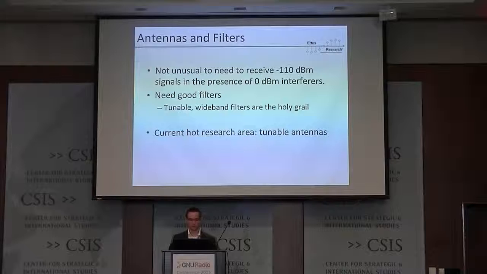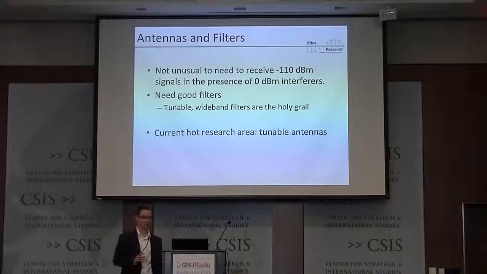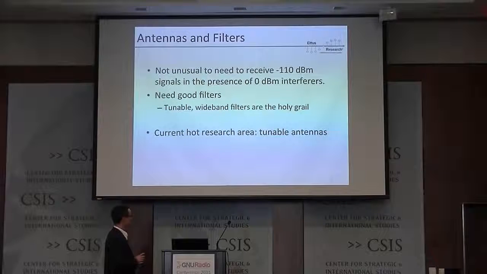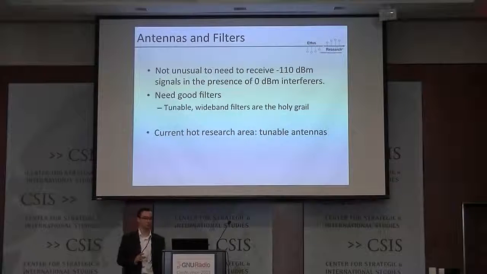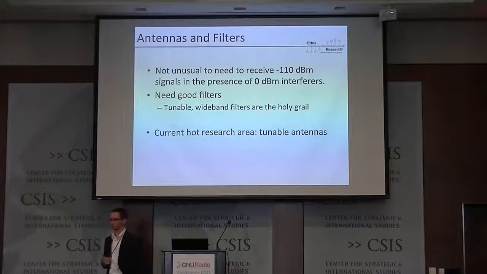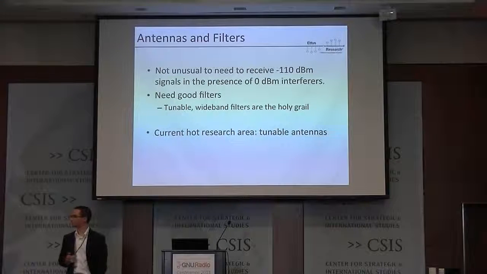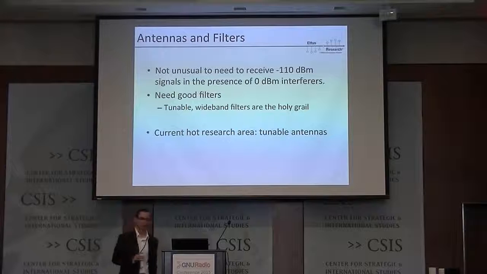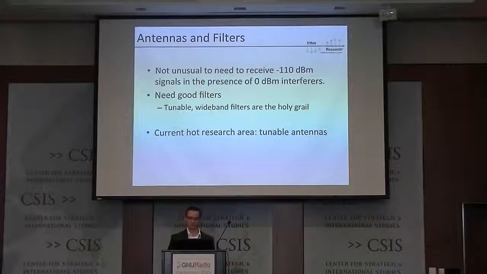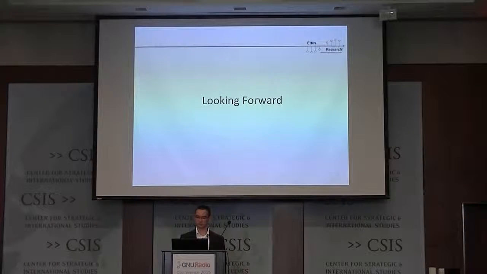Antennas and filters. For anyone who's operating real-world nodes, it's not unusual to need to do something like this, where there's a minus 110 dBm signal and you have 0 dBm interference, and somehow you have to get that signal out. So good filters are the magic here. It doesn't matter if you're doing direct conversion or superhet radios. Tunable wideband filters are the holy grail. They don't really exist yet at affordable prices. And there are tunable antennas now that are being researched and talked about.